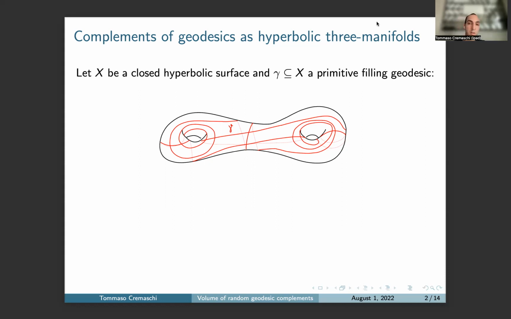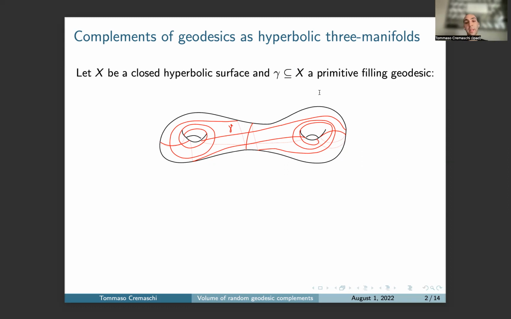And then we have a more topological condition, that it's primitive and filling. A loop on a surface is primitive if it's not the power of some other element. If you think about the fundamental group, gamma is primitive if gamma is not alpha to the k, where alpha is some other element and k is some integer, not necessarily positive. And then filling: if you look at this picture, you get something rather complicated, meaning that the loop goes everywhere in the surface.